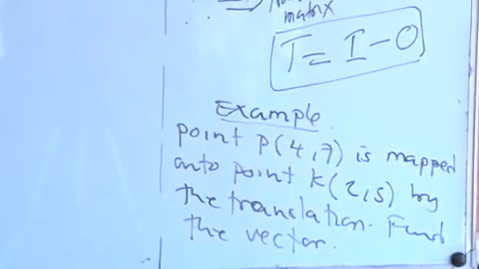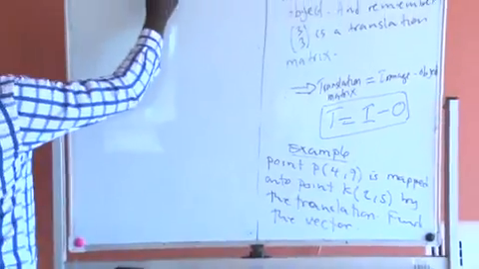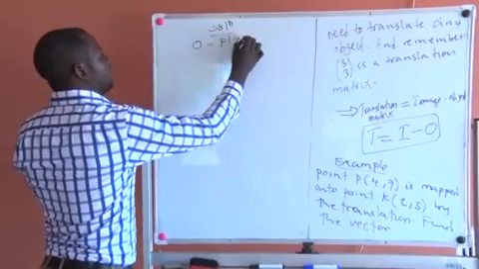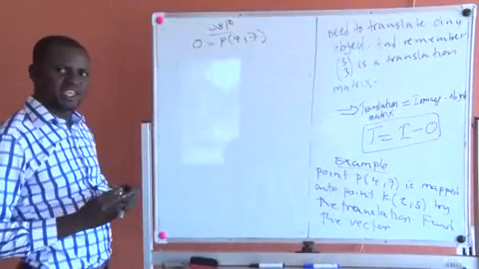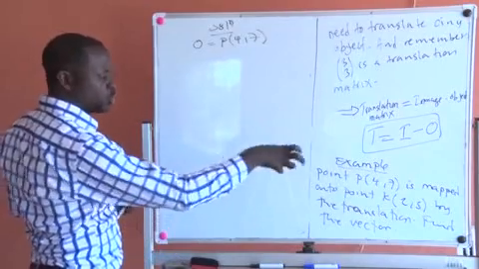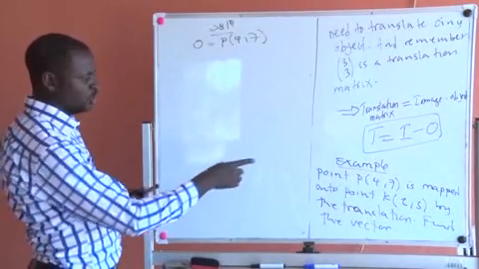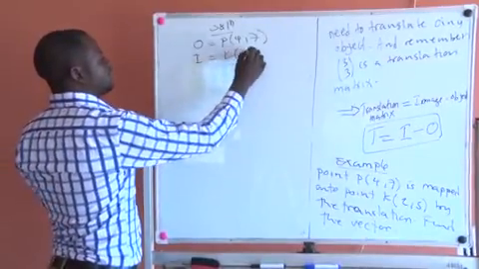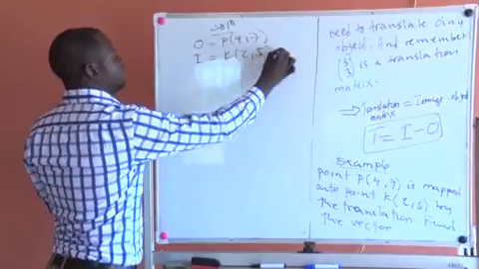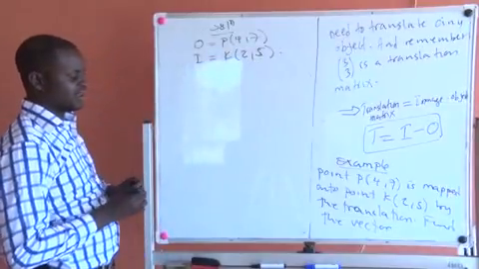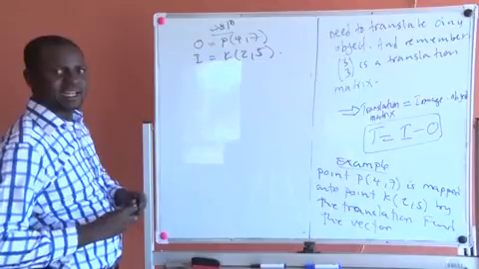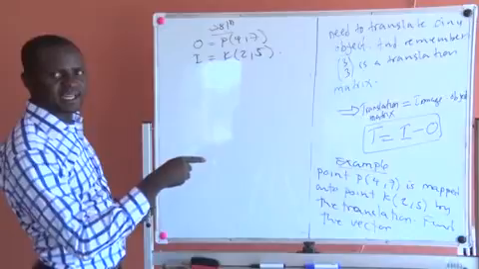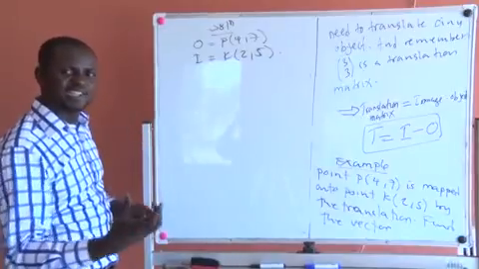So the one which is being mapped is the object. Solution: the object is point P (4, 7) because it is the one being mapped. When they say onto, that is the image, onto point K. So the image is point K, which is (2, 5). Now they are saying by the translation, so automatically I've told you, you are dealing with the translation matrix. Now they are saying find the vector. If they say find the vector, it means find the translation matrix.